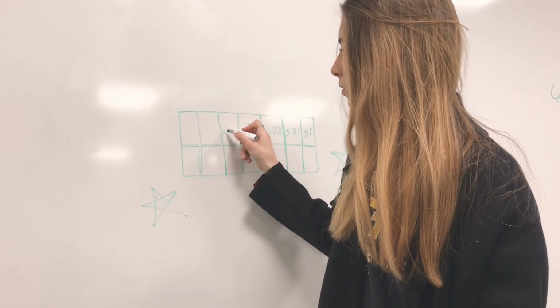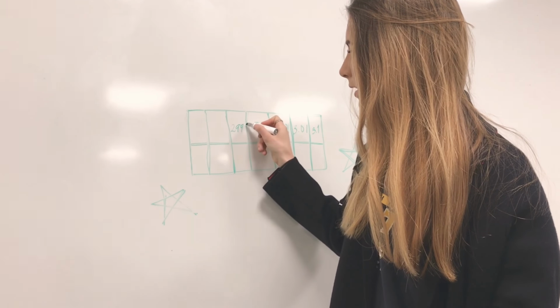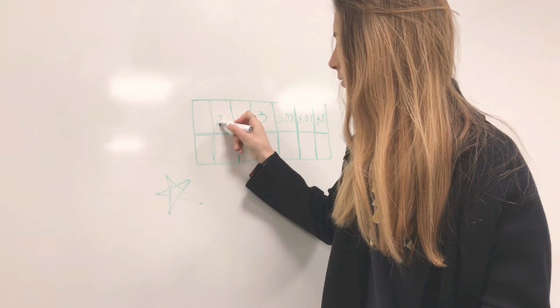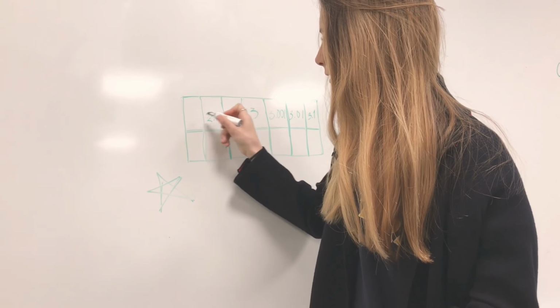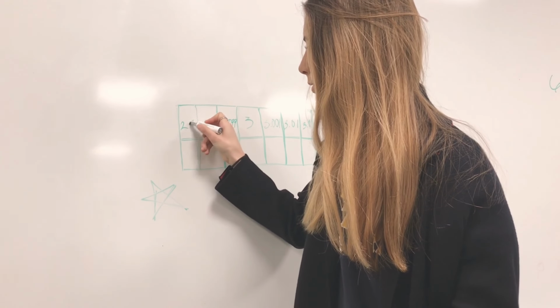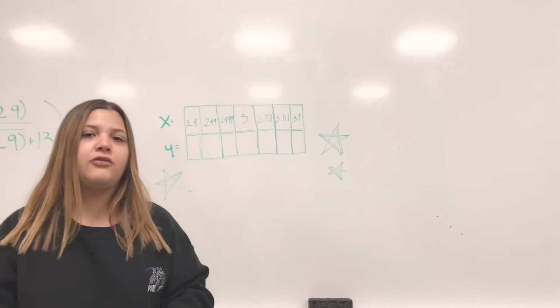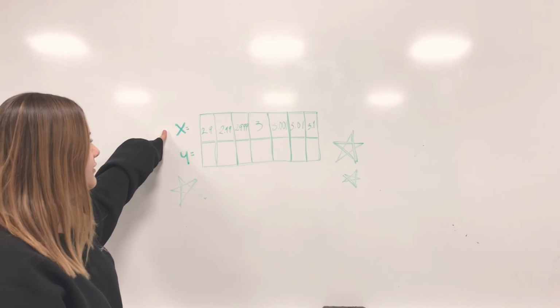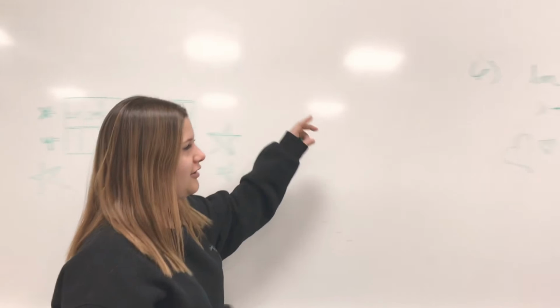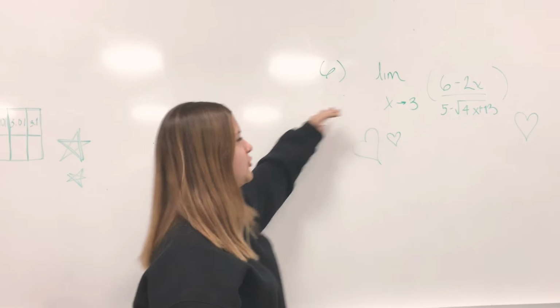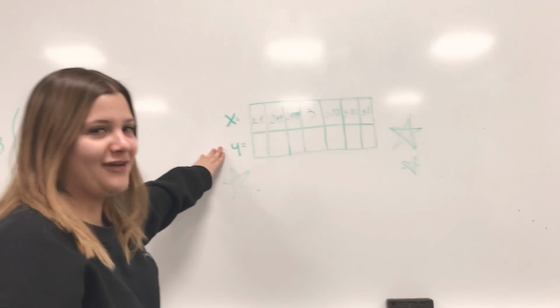So 2.999, 2.99, and 2.9. Now that we have our x values, we're gonna be substituting these values in this function so we can get our y values.